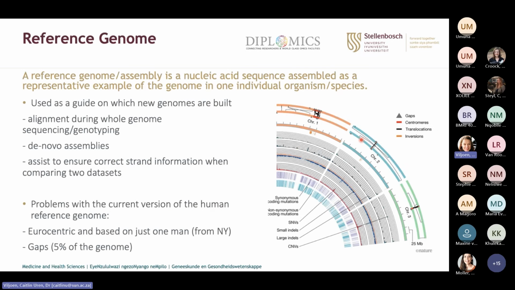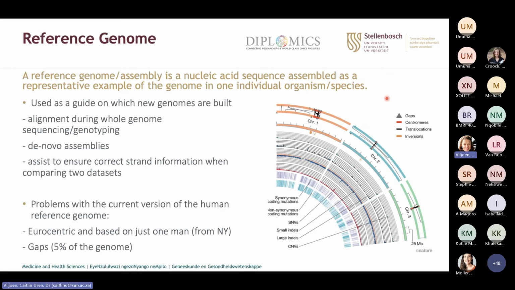Okay, so let's talk a bit about the reference genome. A reference genome assembly is a nucleic acid sequence that's assembled as a representative example of the genome in one individual organism or species. And it's used as a guide on which genomes are built.